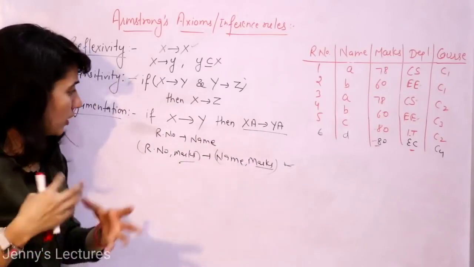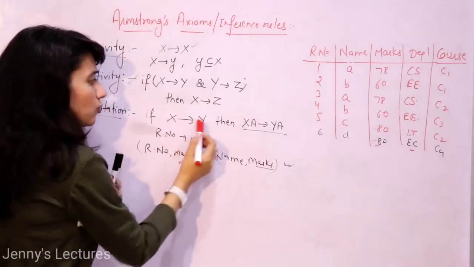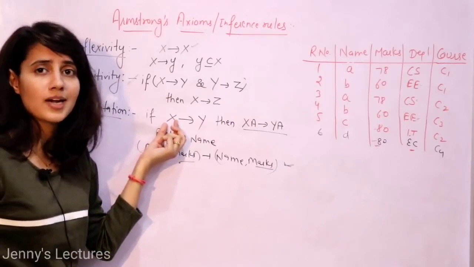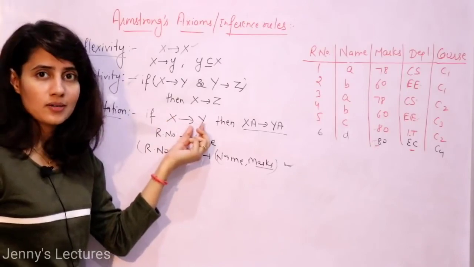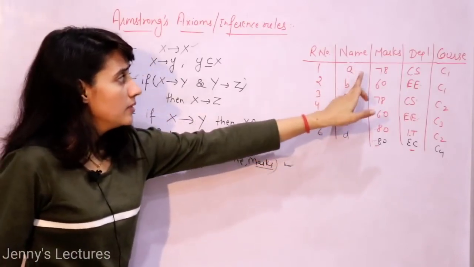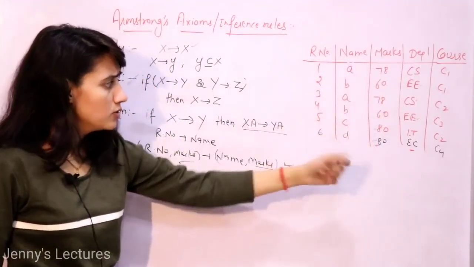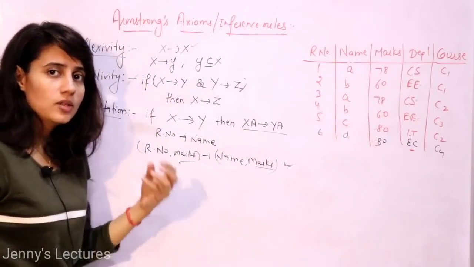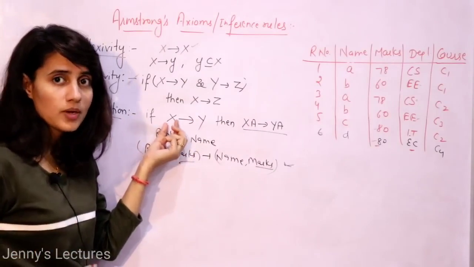Now see, one frequently asked question is: if x determines y, then x must be a primary key. No, that is not the case. It's not like only a primary key can determine another attribute, right? Here name determines marks, this functional dependency exists, but you can see that name is not a primary key. Fine. So it is not a necessary condition that x should be a primary key, right?